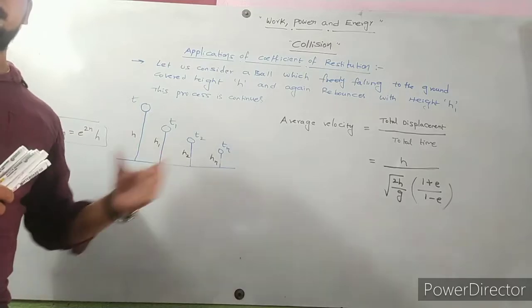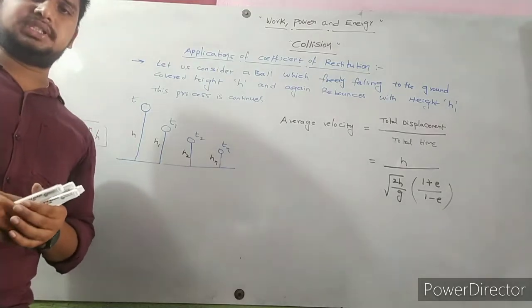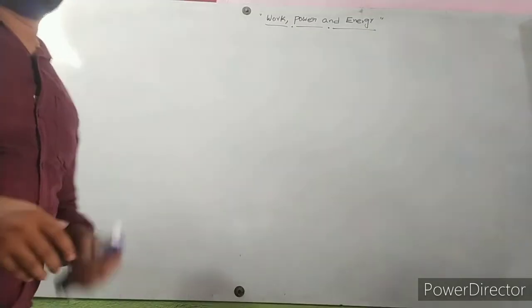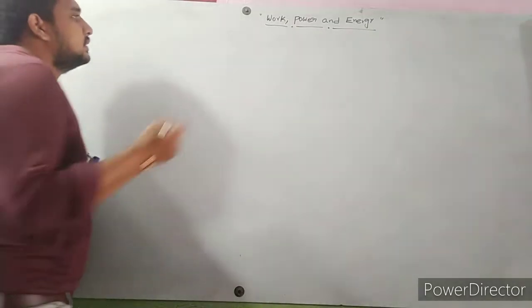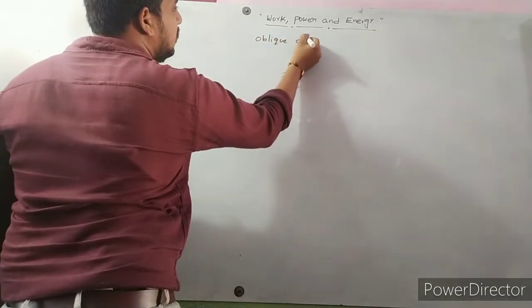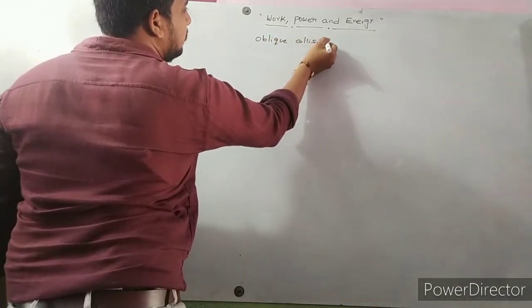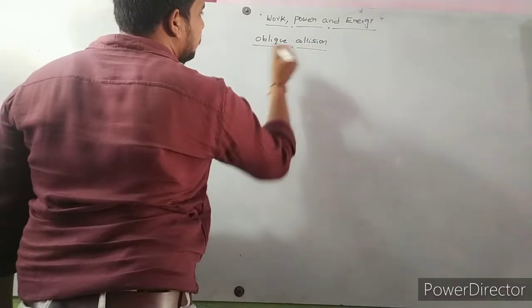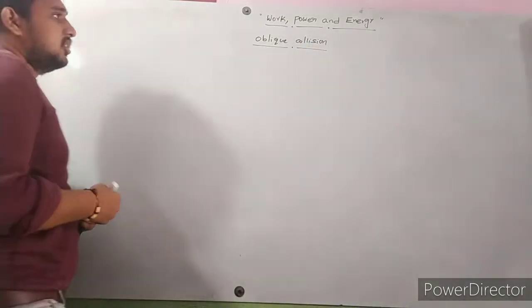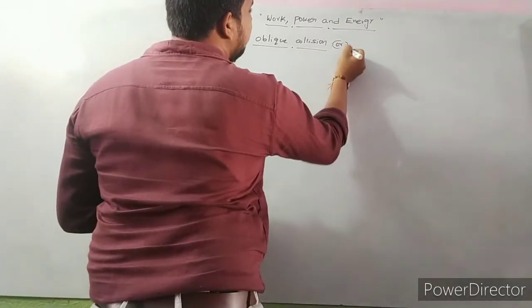Okay, so next we'll discuss oblique collision. Right, so now we discuss oblique collision. So this is also called a two-dimensional collision.